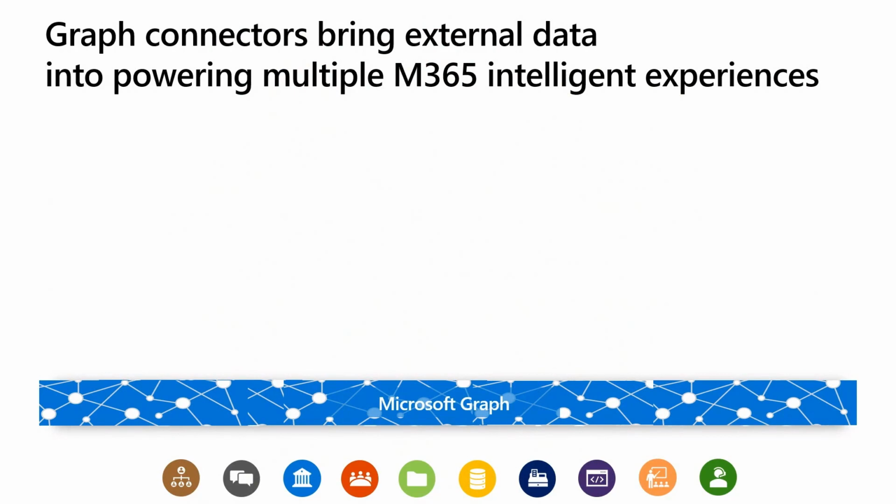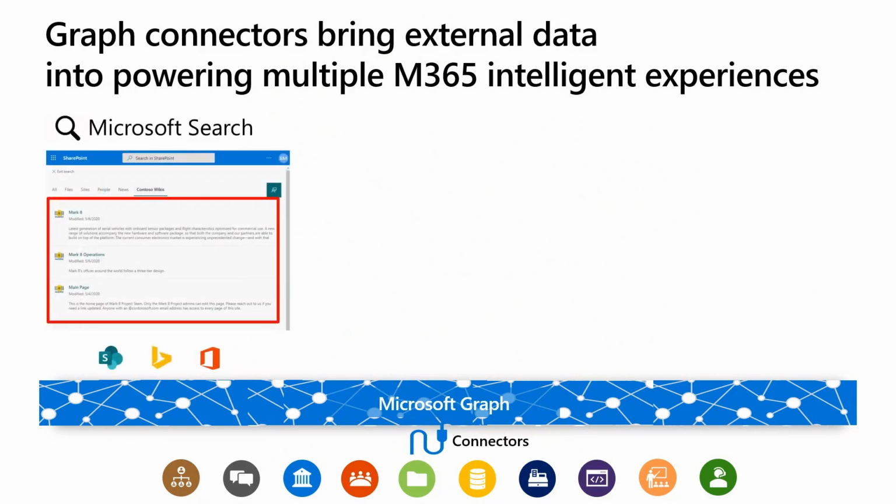Microsoft Graph Connectors allow you to bring in third-party or external content into the Microsoft Graph, which in turn powers a number of intelligent experiences. The most critical one is probably search. By bringing in external data through Graph Connectors into Microsoft Search, you can make your data easily searchable through Microsoft Search and all the endpoints that it powers.